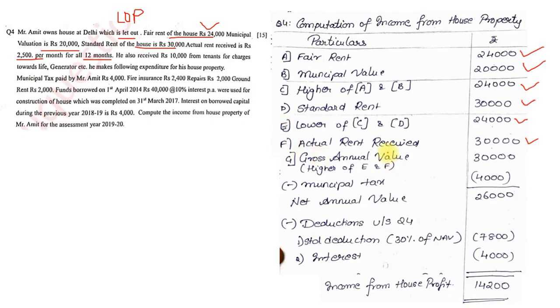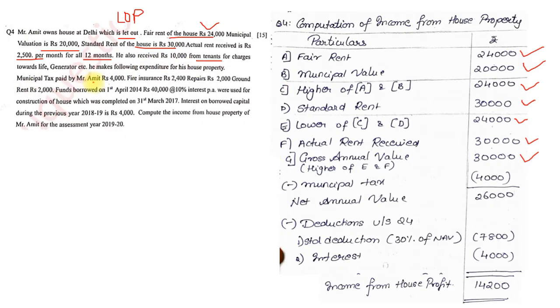So the GAV, gross annual value, is the higher of E and F, which comes to 24,000 and 30,000, and the higher value is 30,000. So that is GAV, 30,000. So GAV we got as 30,000. Now he received 10,000 from the tenant for charges towards lift, generator, etc. He makes the following expenditure for his house property. Anything given by the tenant is not a part of the format, so it will not appear anywhere in the sum. So we ignore that.